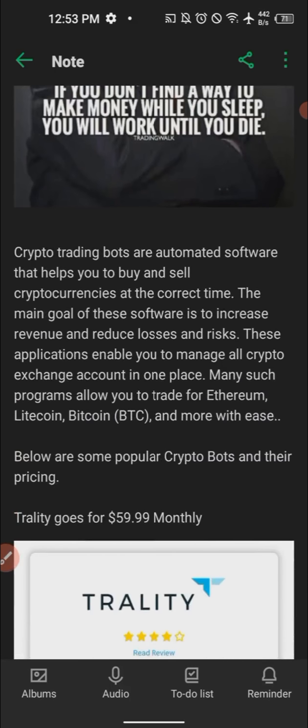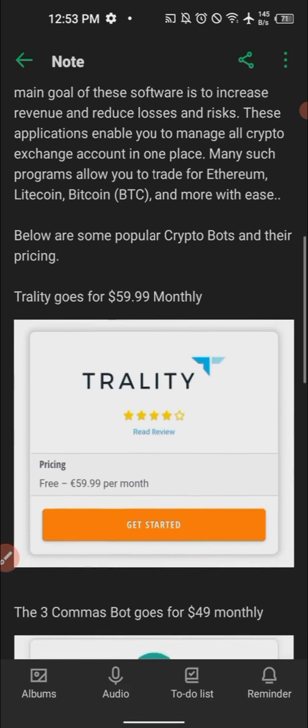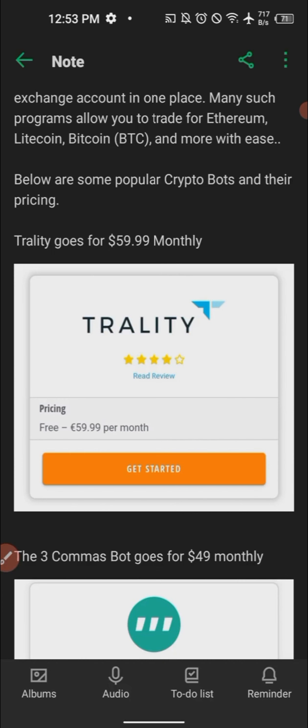Now, crypto trading bots are automated software that helps you to buy and sell cryptocurrency at the correct time. The main goal of this software is to increase revenue and reduce losses and risk. You can read all the other presentations. Now, there are different types of trading bots in the market.